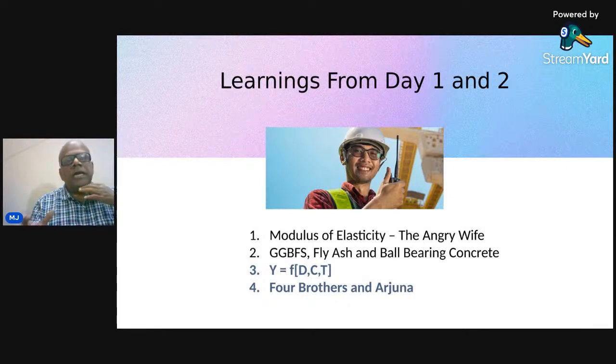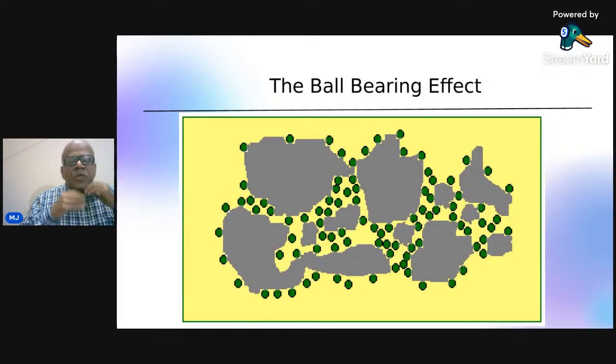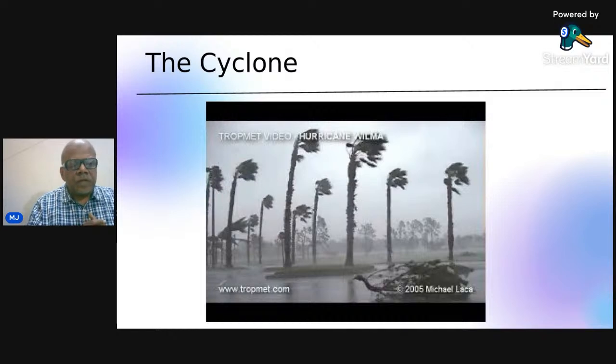And then of course we looked at the other aspect of fly ash reactivity, four brothers of cement: tricalcium silicate, dicalcium silicate, tricalcium aluminate, and tetracalcium aluminoferrite. The four brothers. One is very strong, one is very consistent, the third one is the angry young man, and the fourth one is holding them together. That's what we saw in the last 2 days. We also looked at this ball bearing effect, how you can solve your pumping problems with that. I think we have already spoken about all that, and we shouldn't discuss too much.